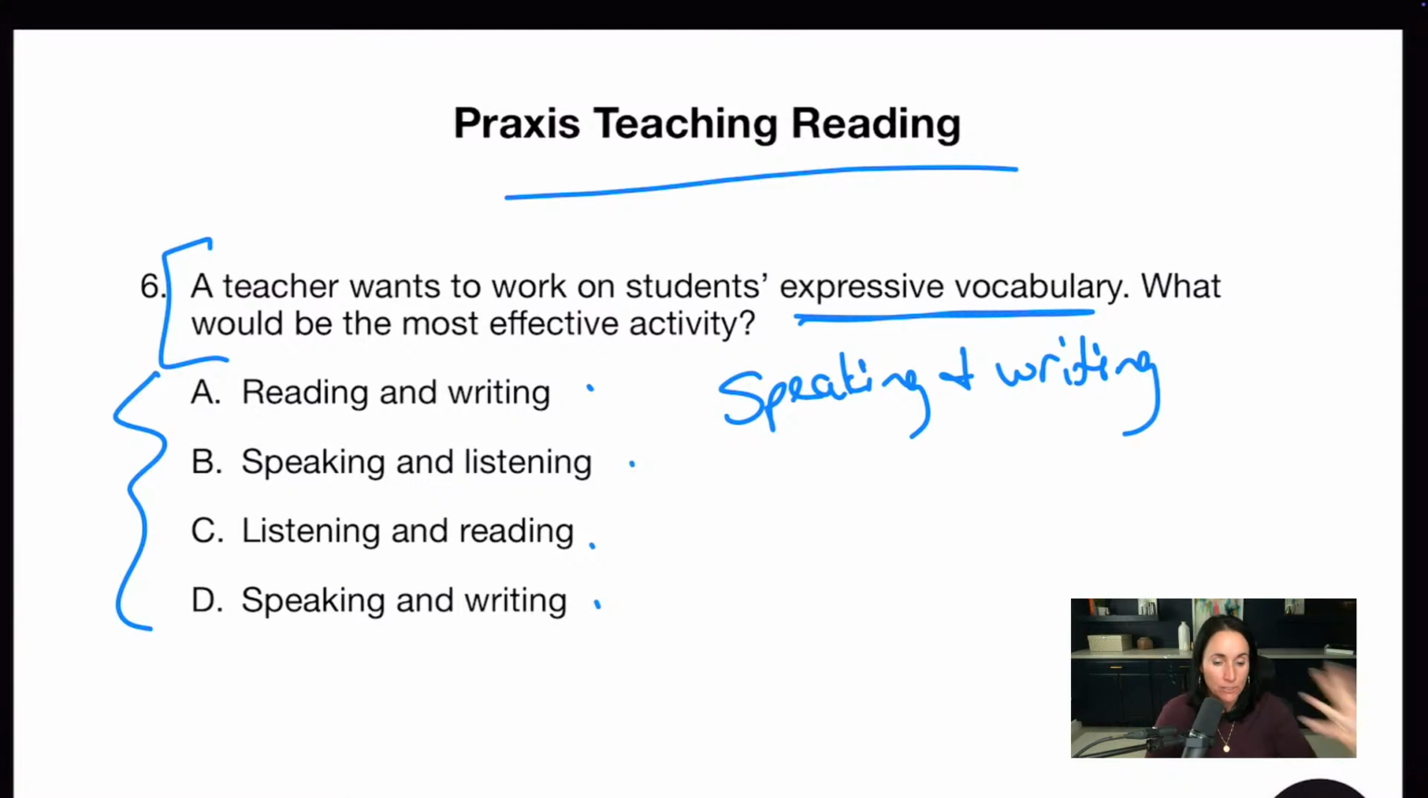Receptive vocabulary is to receive, and that's going to be reading and listening. So anything with reading or listening is out. A and C and B. The best one here is going to be D, speaking and writing, because that's expressive. You're using your expressive vocabulary. Receptive vocabulary is when you're taking the vocabulary in.